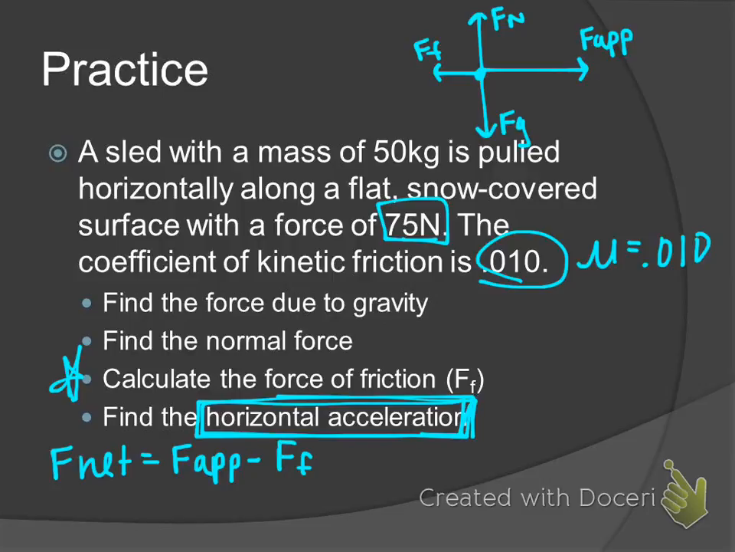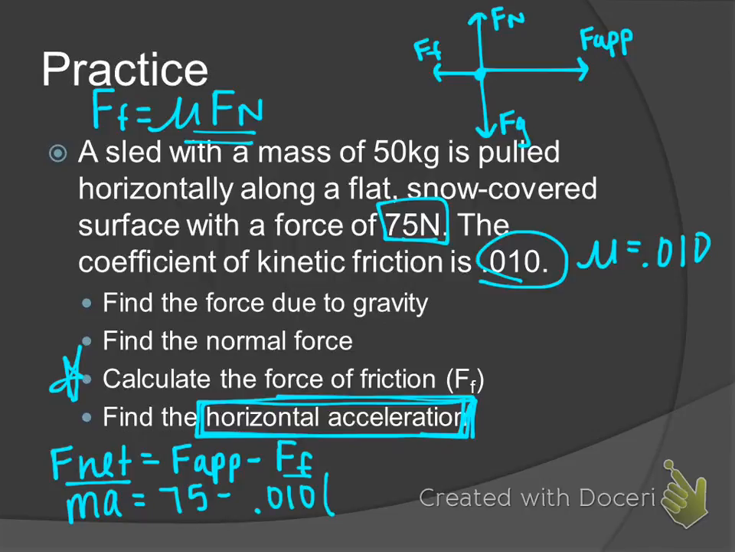So let's look at our substitutions we can make. What can we always substitute for F net? MA, so that equals force applied, which we know is 75. And what can we substitute now for the force of friction? We know our frictional force is the coefficient times the normal force. So this is going to be another one that we can substitute: 0.010 times the normal force. And we don't know the normal force yet, do we? Have we calculated that yet? No, we haven't calculated it together.